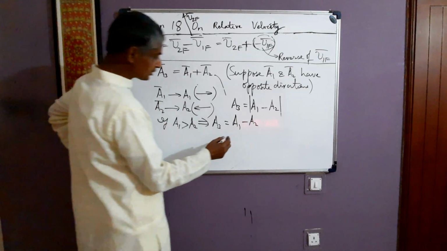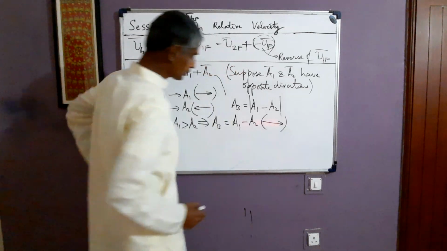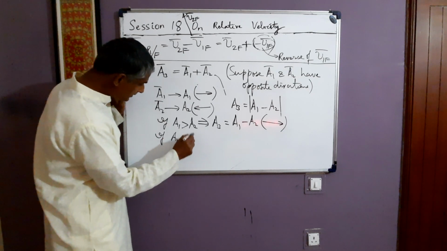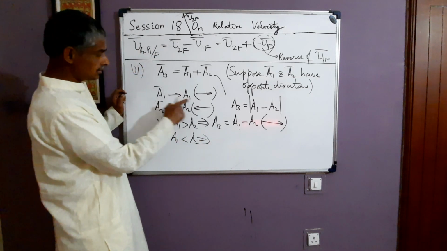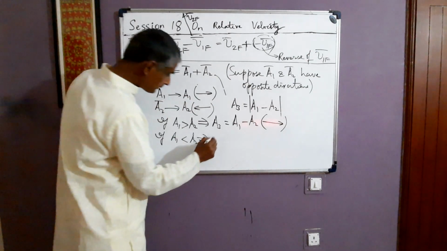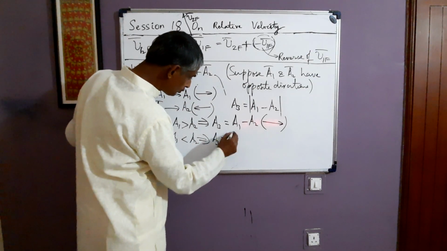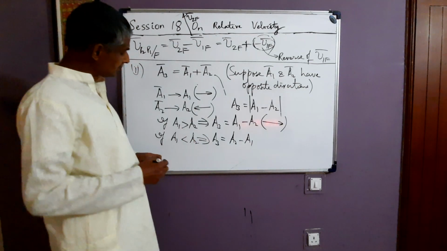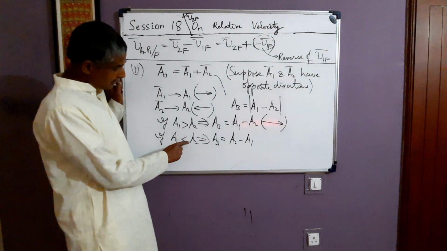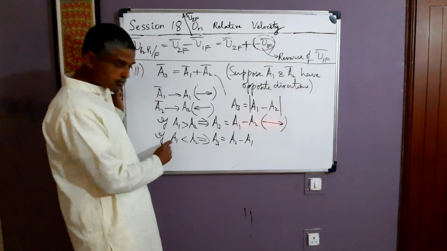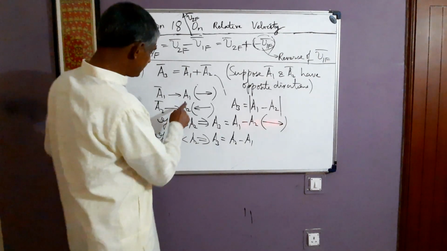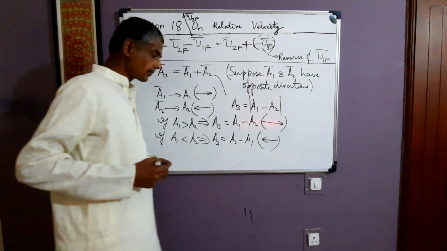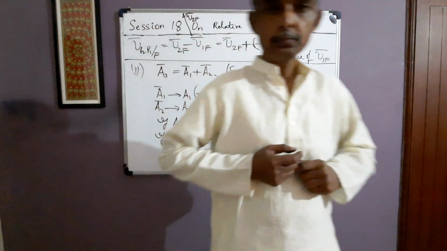But A1 has a rightward direction, so A3 also will have a rightward direction. And second case, if A1 is less than A2, then A3 will just be equal to A2 minus A1. And the magnitude of vector A3 will be the same as that of the vector of greater magnitude among these two vectors. Here A2 is more and A2 has a leftward direction, so A3 will also have a leftward direction. To this point I think it is clear to you.